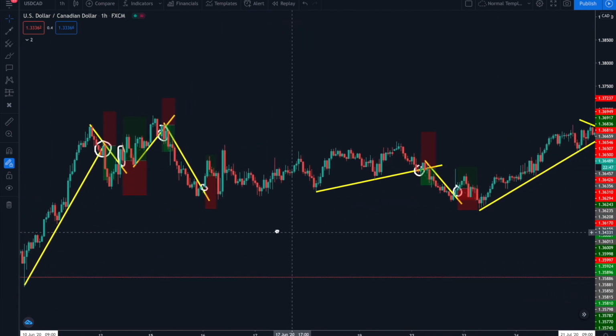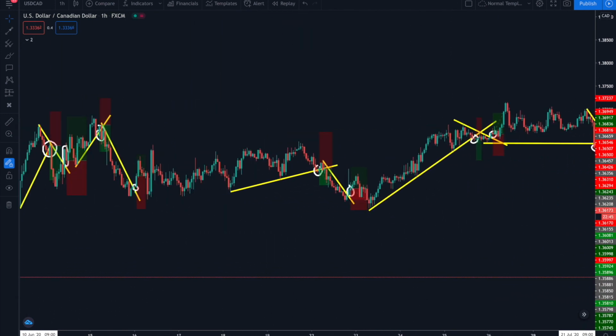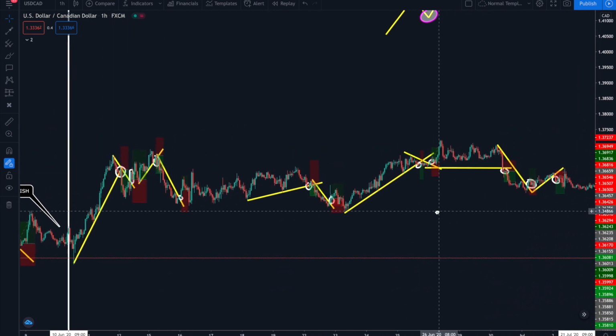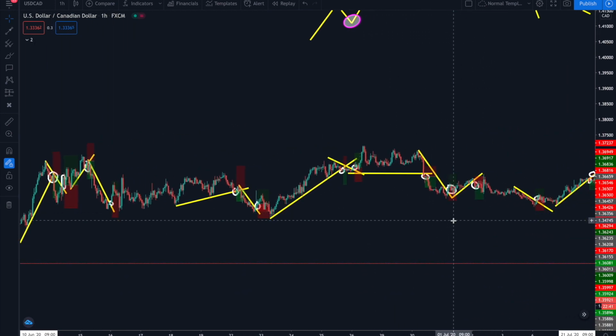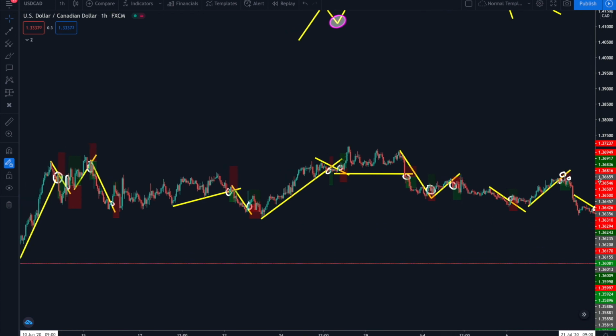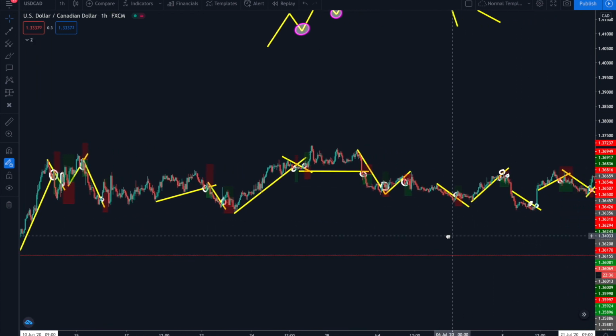Now it's very important that you understand the entry signal, and it's also even more important that you understand that it's all going to be dependent on your ability to correctly cut the market up.